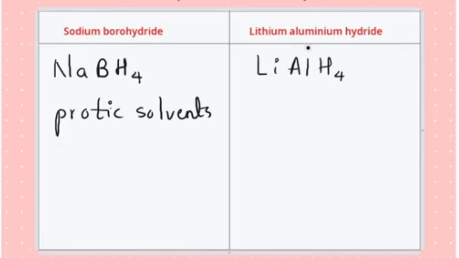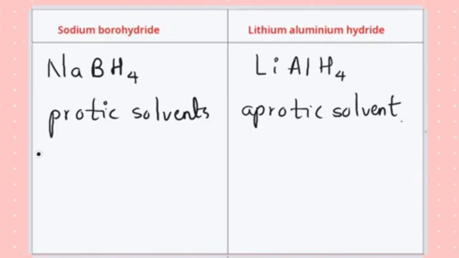But whenever we use lithium aluminium hydride, we can't use protic solvents because lithium aluminium hydride is a strong reducing agent. It's very, very reactive. Therefore, we can't use protic solvents, hence we have to use an aprotic solvent. What is the best example of an aprotic solvent? Tetrahydrofuran.